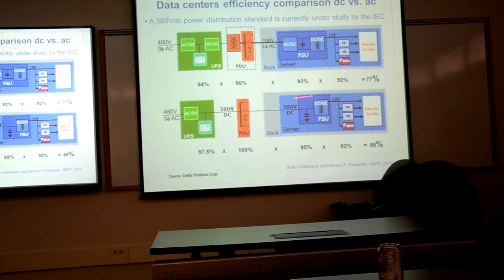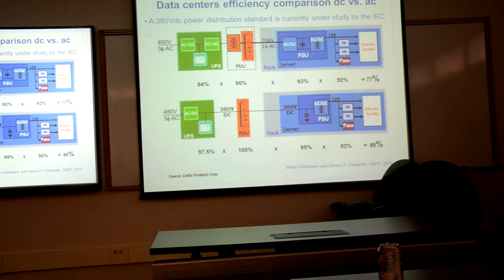So on average for a data center, the overall efficiency is 77%, or in the range of 75 for an AC system, and it's 85 for a DC system. It's about 10% difference. And with the proliferation of data centers, that is a huge energy saving for the system. So that probably will move to more and more hybrid systems.